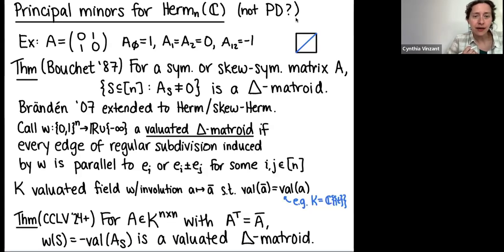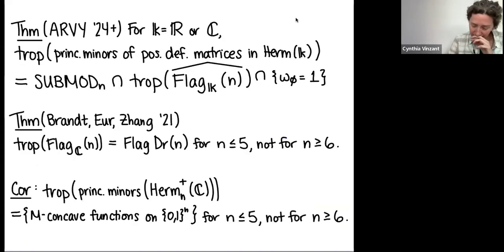Maybe I'll just say, as parting thoughts: we were interested in tropicalizing principal minors of positive definite matrices. And what we get, you should think of as a type A story. We get functions on the 0, 1 cube that induce regular subdivisions with edges that look like EI minus EJ.